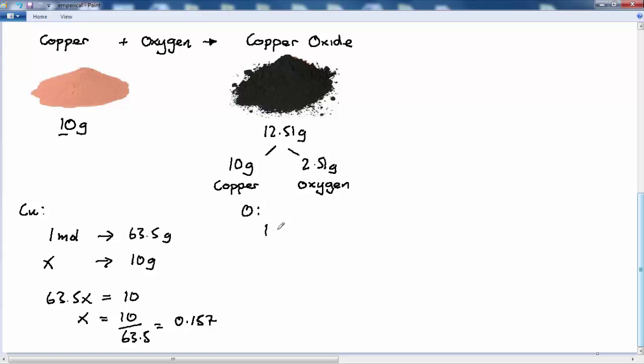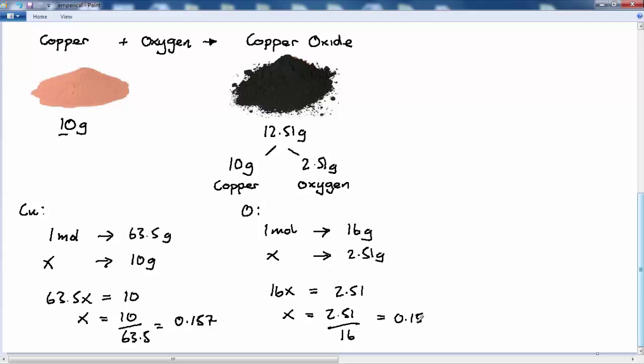Now we do the same thing for oxygen. Okay, we know that 1 mole of oxygen atoms has a mass of 16 grams. Therefore we ask ourselves the question, how many moles will weigh 2.51 grams? Okay, and cross multiply, that gives us 16x is equal to 2.51, so x equals 2.51 divided by 16, which is equal to 0.157. Lo and behold, they're exactly the same number of moles.